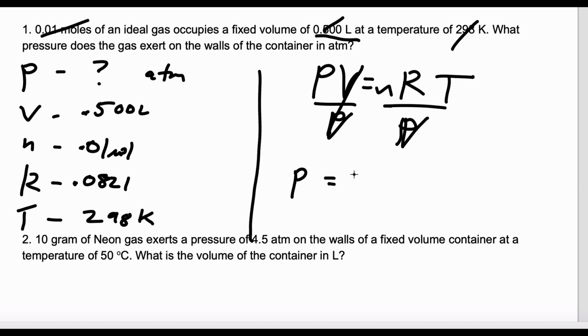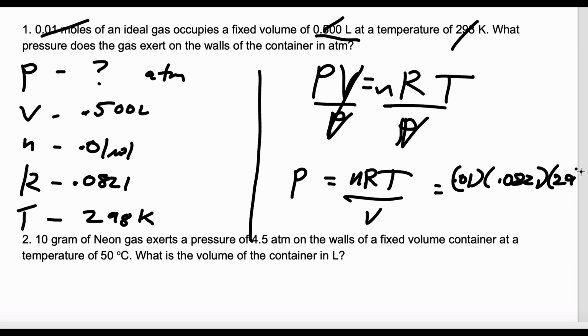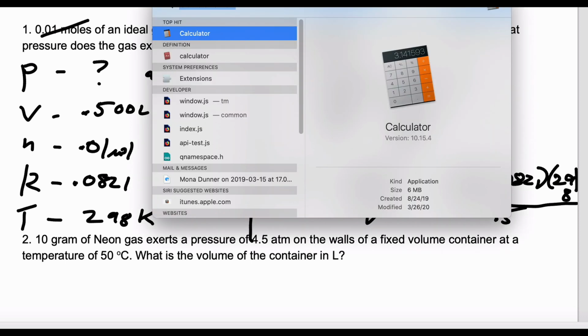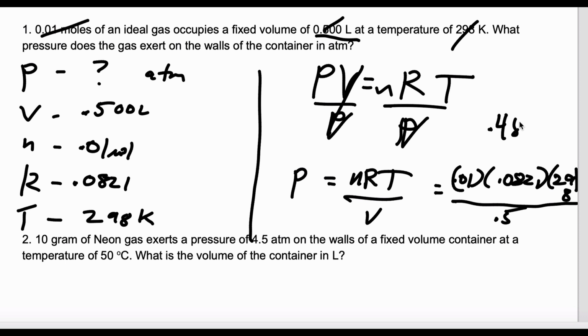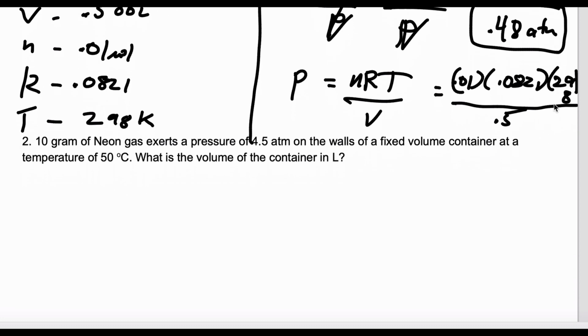So P equals nRT over V: 0.01 multiplied by 0.0821 multiplied by 298, divided by 0.5. Okay, so I'm going to pull up my calculator. I'm going to go 0.01 times 0.0821 times 298 equals that, divided by 0.5 equals 0.48. 0.48 what? Okay, 0.48 atmospheres. Boom. Okay, let's try this second one here.